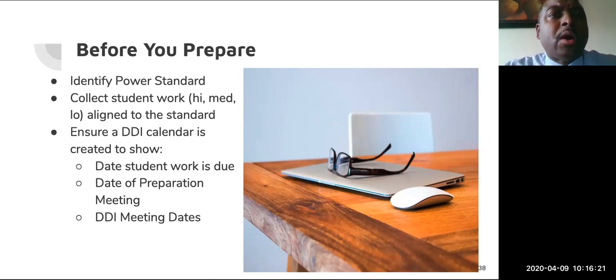And of course, we also want to include on our DDI calendar the actual date of the DDI meeting. So in this example that I gave a moment ago, if the preparation meeting is Monday, and I'm asking teachers to turn it in 2 days in advance, that means at the end of the day Thursday they're turning in all of their student samples, high, medium, and low, labeled for that particular standard. And then let's say my data meeting may not be scheduled until that Wednesday.